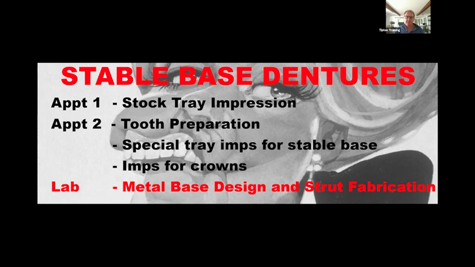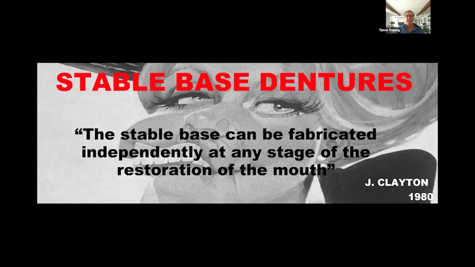The lab at this stage is going to make 2 things. They start to make the base itself, and remember, we've got soft tissue, so they make the base on the soft tissue model. They're also going to make something called the struts. The actual base can be fabricated independently at any stage during this process. It would not have to be at the number 2 appointment. We could take maybe the impression for the base at a 3rd appointment. It just means that we don't have to do it at the same time. 2 separate impressions, 1 for crowns.